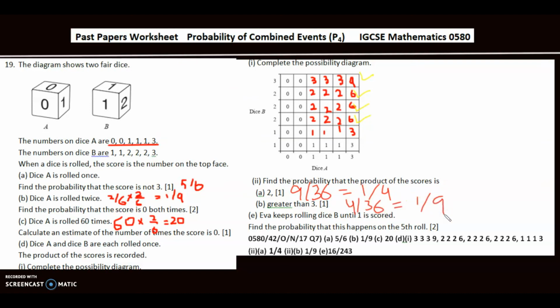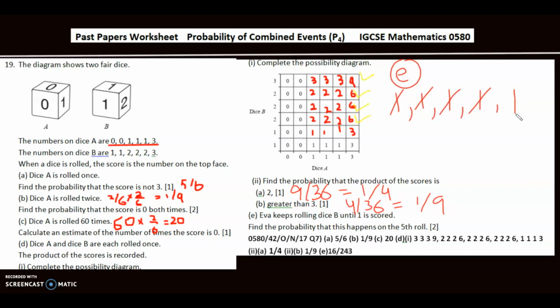Part E. Eva keeps rolling the dice B until 1 is scored. Find the probability that this happens in the 5th roll. Alright. So 1 should be scored in the 5th roll. That means in the first roll, we're doing part E here, 1 should not be scored. In the second roll, 1 should not be scored. 1 should not be scored again. 1 should not be scored again. 1 should be scored in the 5th roll.